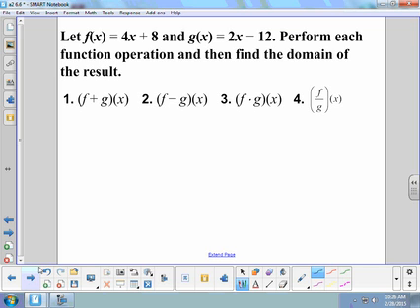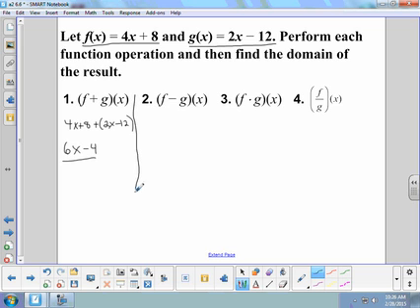Let's do another one. I've got f of x equals 4x plus 8. g of x is 2x minus 12. So on the first one, if I want to add them, I'm going to get 4x plus 8 plus my g function, 2x minus 12. Go ahead and combine like terms. 6x minus 4.